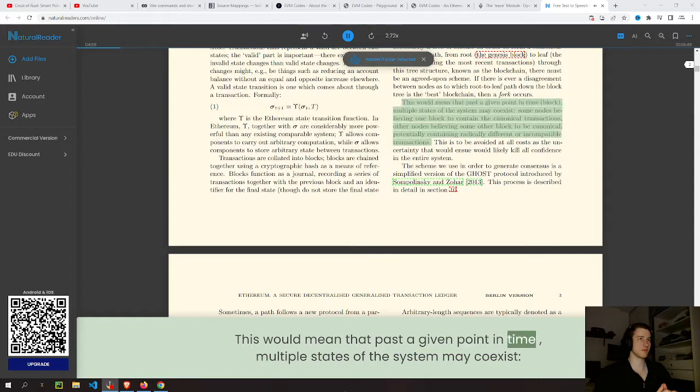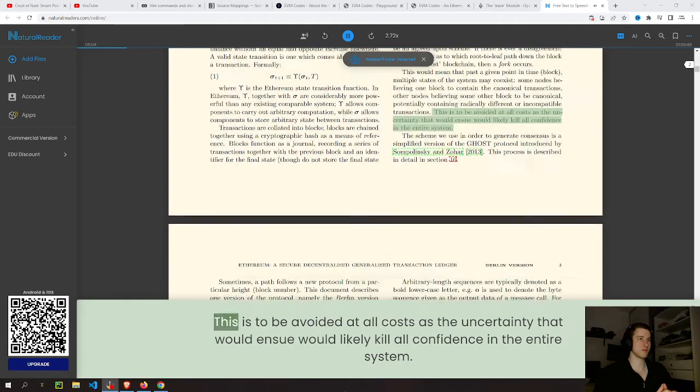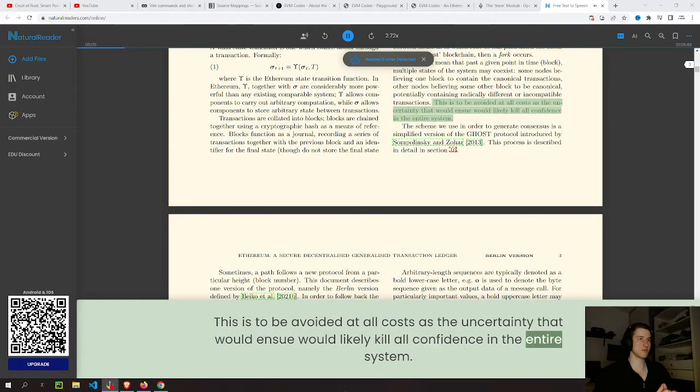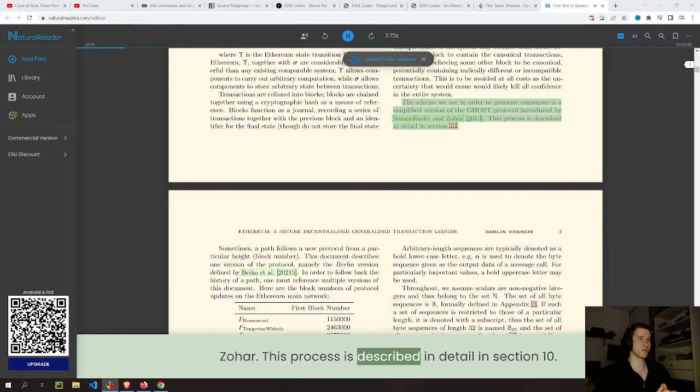This would mean that past a given point in time, multiple states of the system may coexist, some nodes believing one block to contain the canonical transactions, other nodes believing some other block to be canonical, potentially containing radically different or incompatible transactions. This is to be avoided at all costs, as the uncertainty that would ensue would likely kill all confidence in the entire system. The scheme we use in order to generate consensus is a simplified version of the GHOST protocol introduced by Sompolinsky and Zohar. This process is described in detail in section 10.